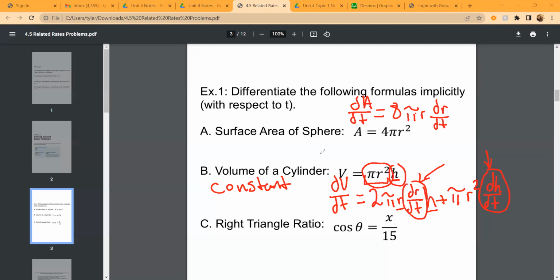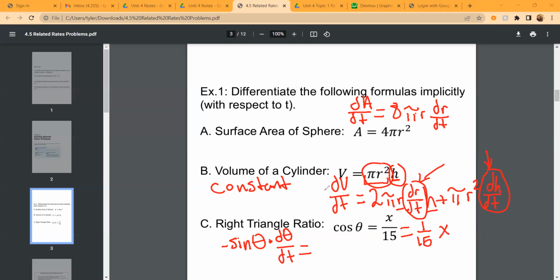We can even do this with a right triangle ratio. So for example, in this case, we have cosine of theta equals x over 15. If we're doing this derivative, again, with respect to t, we have a couple different ways we can attack it. So way one is saying, let's just take the derivative of both sides. This gives us negative sine of theta, and then times d theta dt. And then that equals, well, the fact that this is x over 15, you could also just rewrite this as 1/15 x.